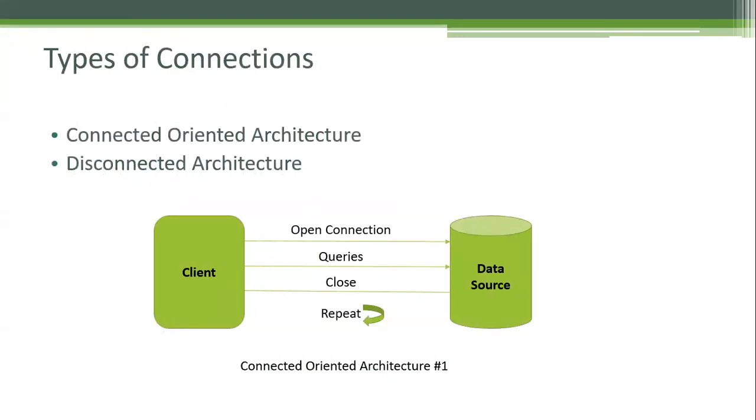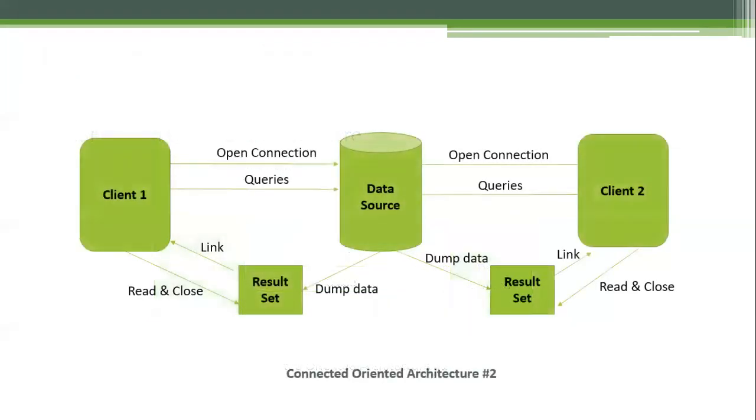We have two types of connections: connection oriented architecture and disconnected architecture. In connection oriented architecture, the connection should always be established prior to executing the commands. Once the client reads the data, the connection will be closed. If you want to perform another operation, again we have to open the connection and execute the required commands, then close the connection. This is one of the methods in connection oriented architecture.